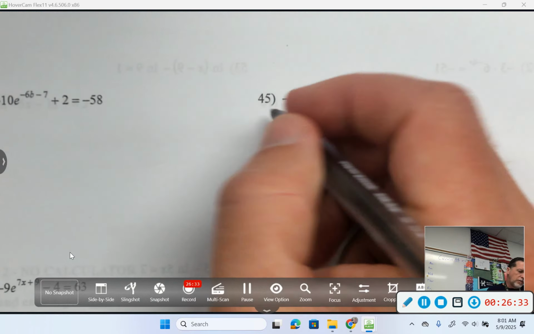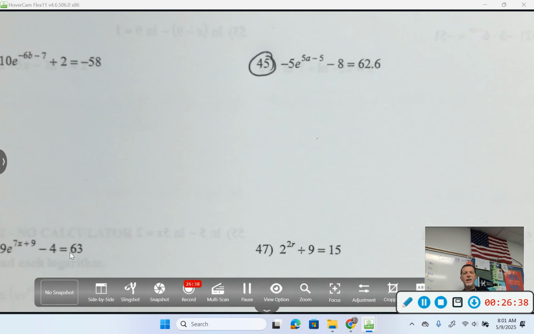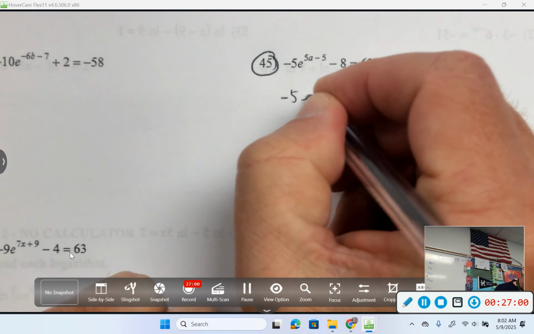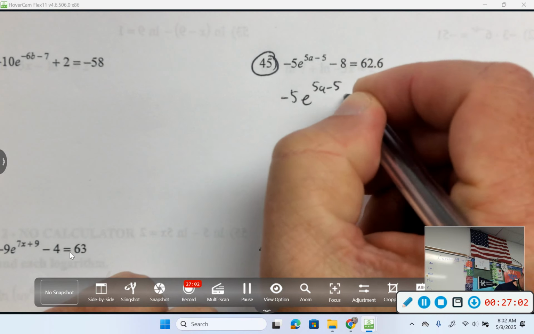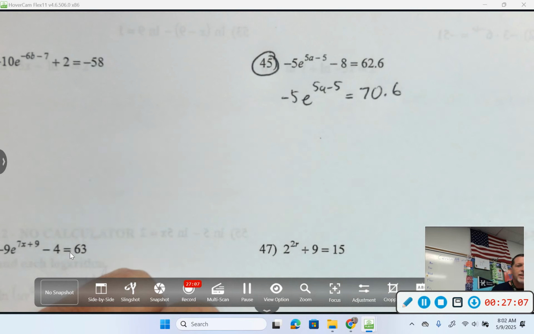All right, on to 45. Quick check, is 45 a multiple of 3? It is. So again, I'm doing one of your problems for you. You're welcome. Or I apologize for taking your problem. Jackson, what do you think? What should we do first? Add 8. I like it. Negative 5 e to the 5a minus 5 equals, you've got a calculator, but hopefully you could add 8 there without the calculator.